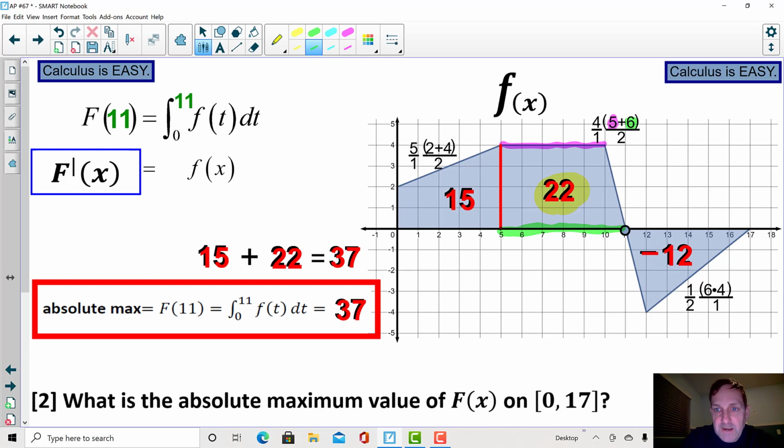And the two heights are 5 and 6, but you need average height. And that's why I'm dividing by 2. Okay, if you multiply the top, you get 44, and then divide by 2. That's where I'm getting the 22 from.